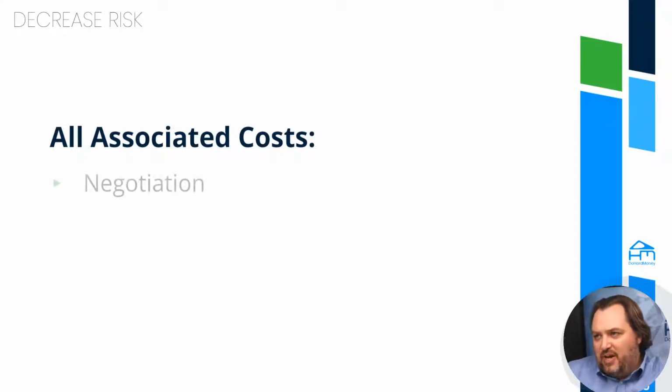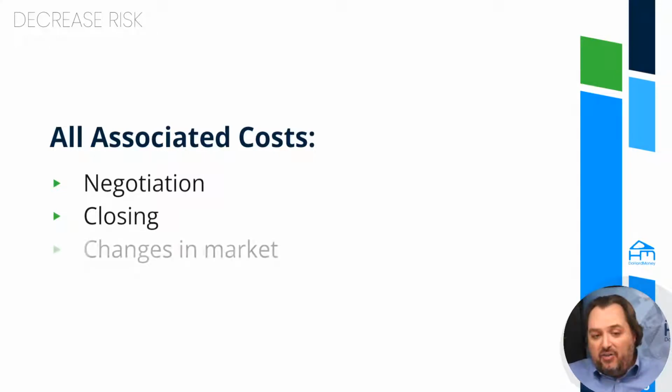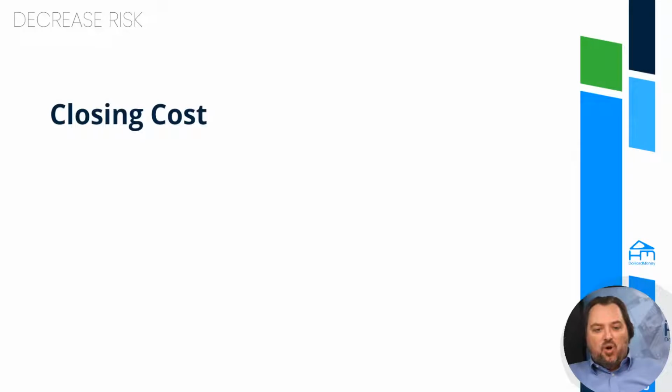And then the other thing we've got to look at is associated costs. Like how much did those people negotiate from their listing price to what they actually sold that property for? Did they pay any closing costs for the buyer that was going to be buying the property? And we also need to look at what are some changes in the market that could potentially be happening. So let's talk a little bit about closing costs.